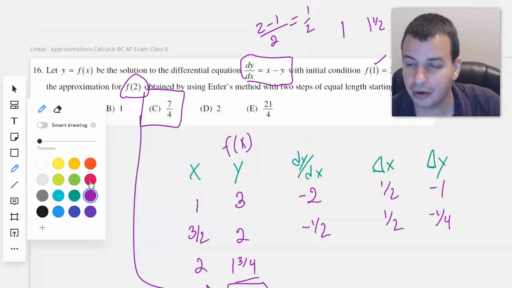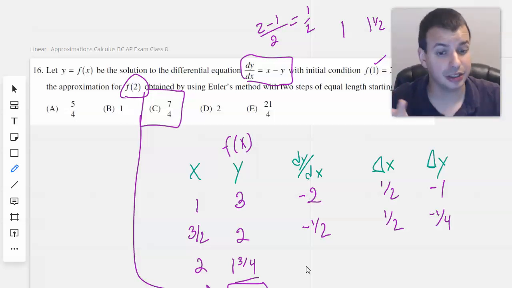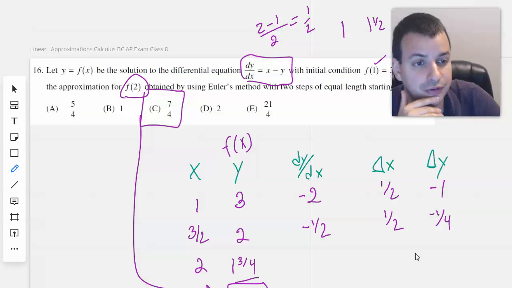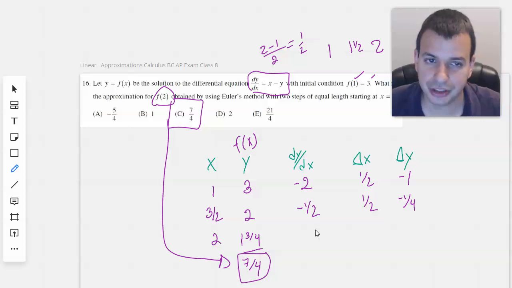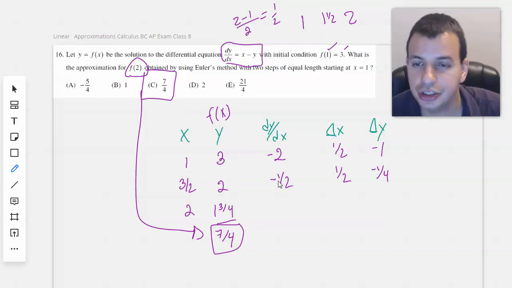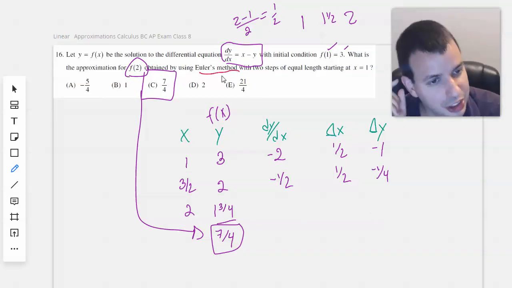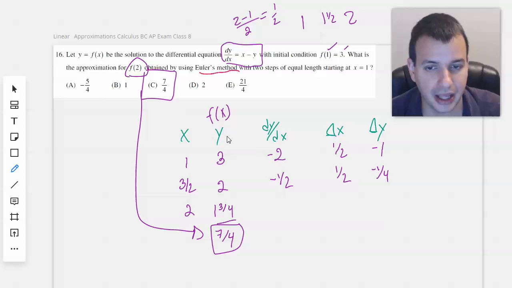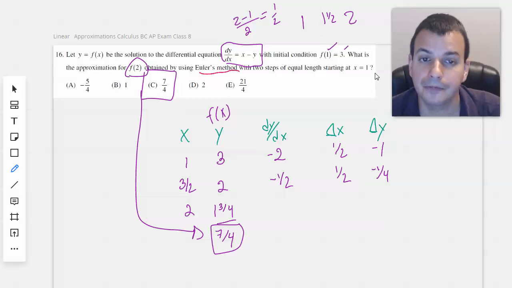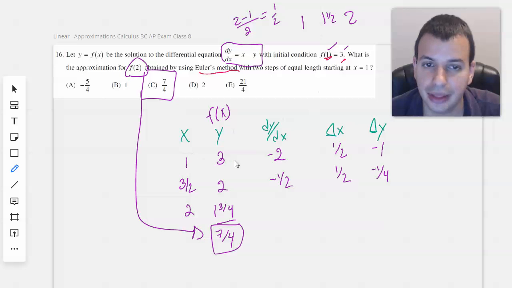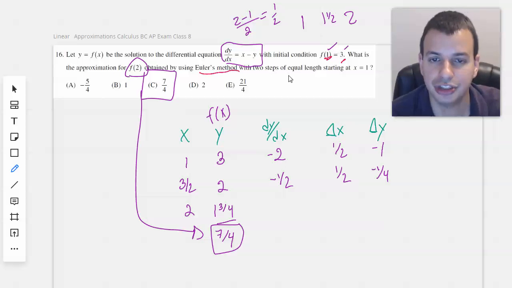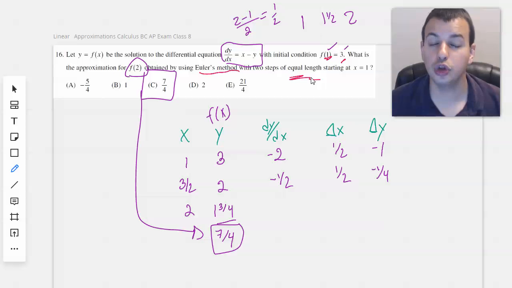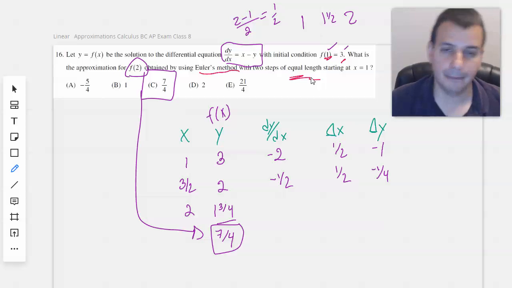The hardest part about this problem is getting your bearings, figuring out where you're at, where you're starting from, what the AP exam wants to see here. As soon as you read the phrase Euler's method, it should kick off: okay, I'm probably going to draw this table up. X, y, dy/dx, delta x, delta y. We're given initial points, 1 and 3, write them up. dy/dx, you can solve for that. Then you solve for delta x, and delta x will probably be the same since they're all steps of equal length. And you'll usually see steps of equal length, but don't assume it always.